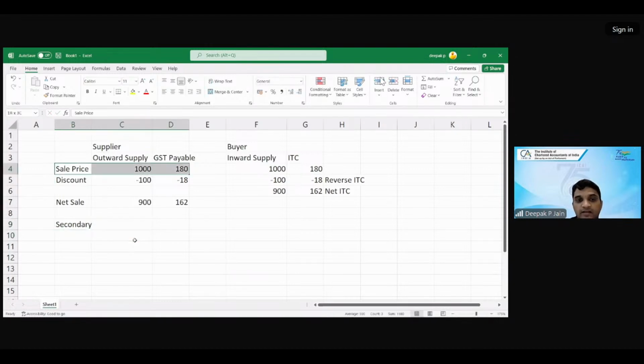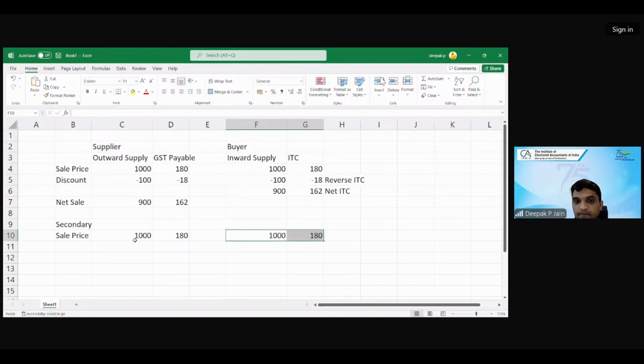Sale price again is 1000. Okay. For the buyer, it is same. But this discount, I will not get the benefit, because I will reduce 1000 from my sale price. But we know the conditions of discount in the sale value.